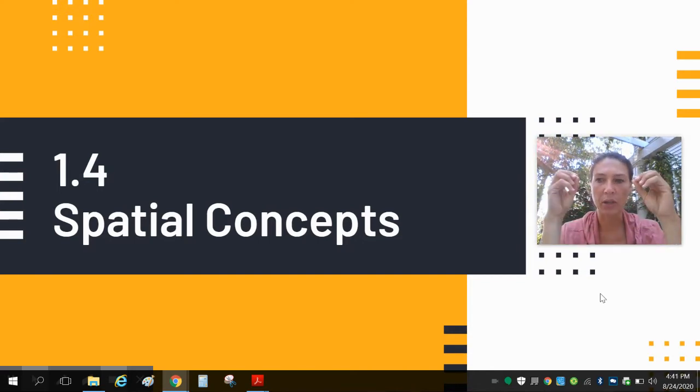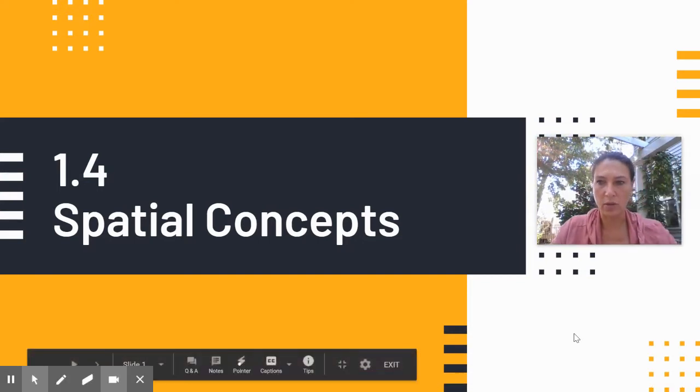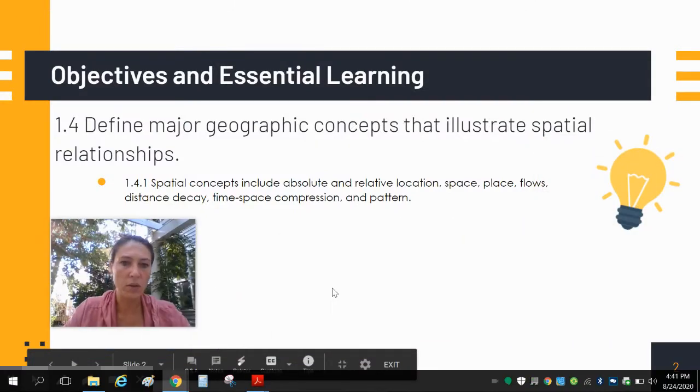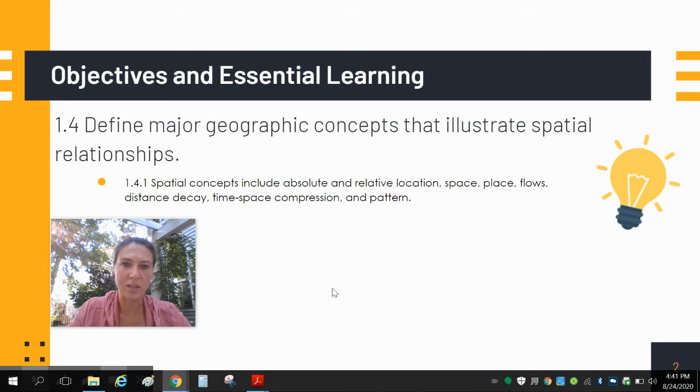Learning Target 1.4 is chock full. I'll just show you on this slide here. Chock full of key concepts. So even though this is not going to be a very long presentation, I think it's important for you to pause after every slide to make sure you're jotting down the vocabulary terms, because so many of them are going to come up again and again.